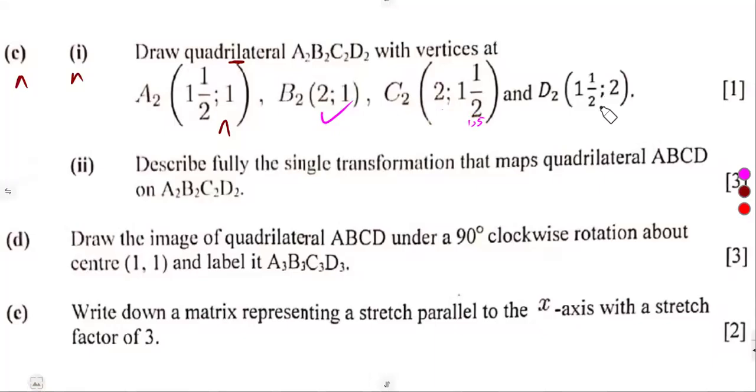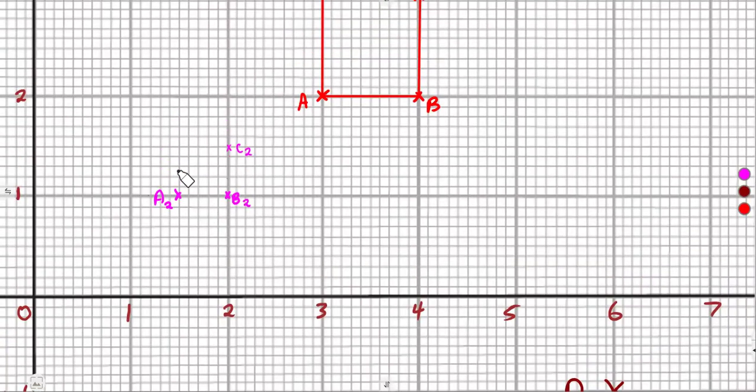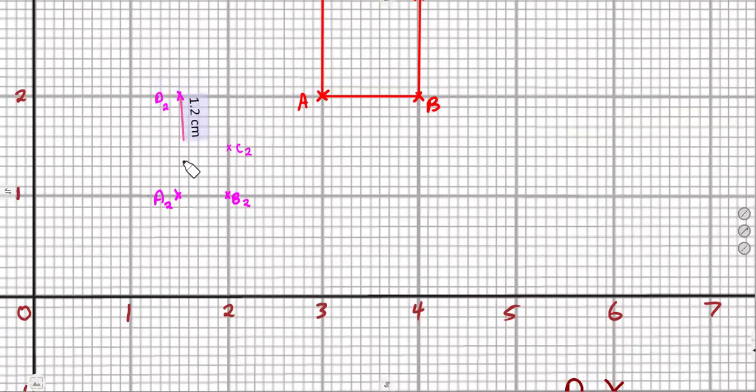Okay, then D2, 1.5 versus 2. Okay, we had the 1.5 before this one, but it must be versus 2 this time. So you simply have to go up to 2. So that was going to be our point D2. Okay, so that was it. With these vertices, we can join them and have our quadrilateral A2, B2, C2, D2 as we are given it. So that is how we can have our questions for transformation.